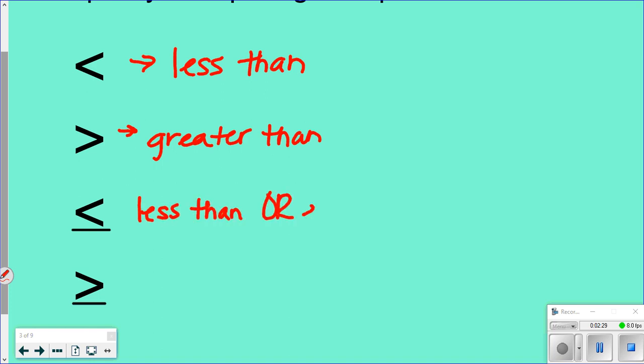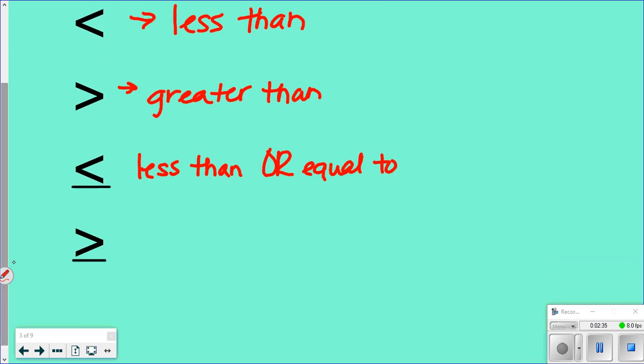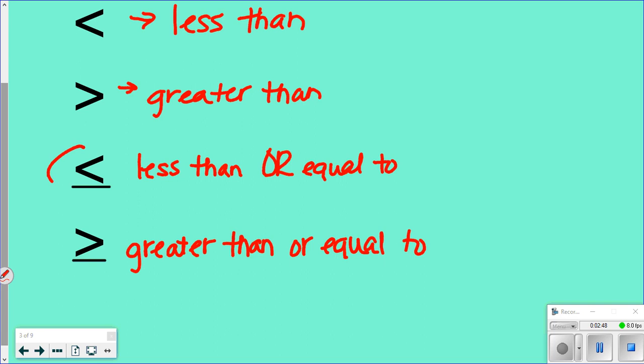This one is less than or equal to, and I'll talk about those a little bit in a second because I think we talked about them a little bit last year, but they come into more play this year. And this is greater than or equal to. Okay, so let's talk about these two.